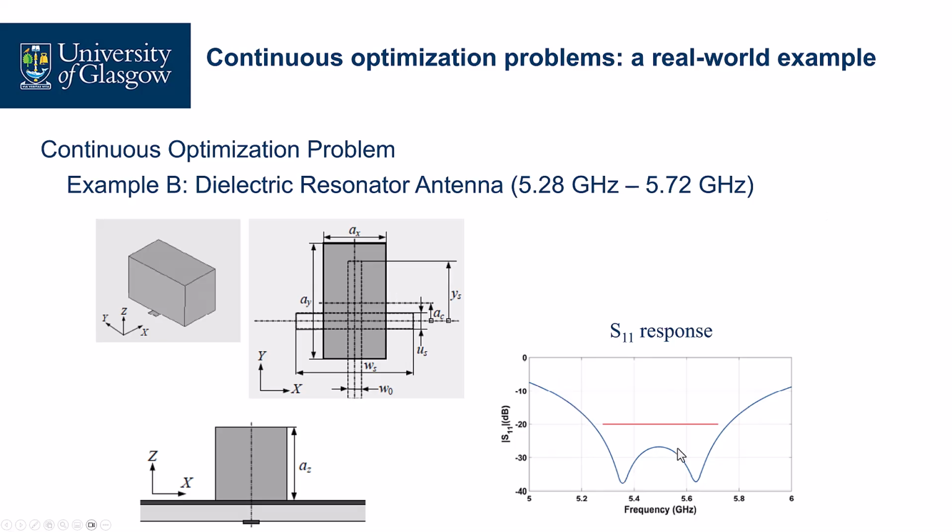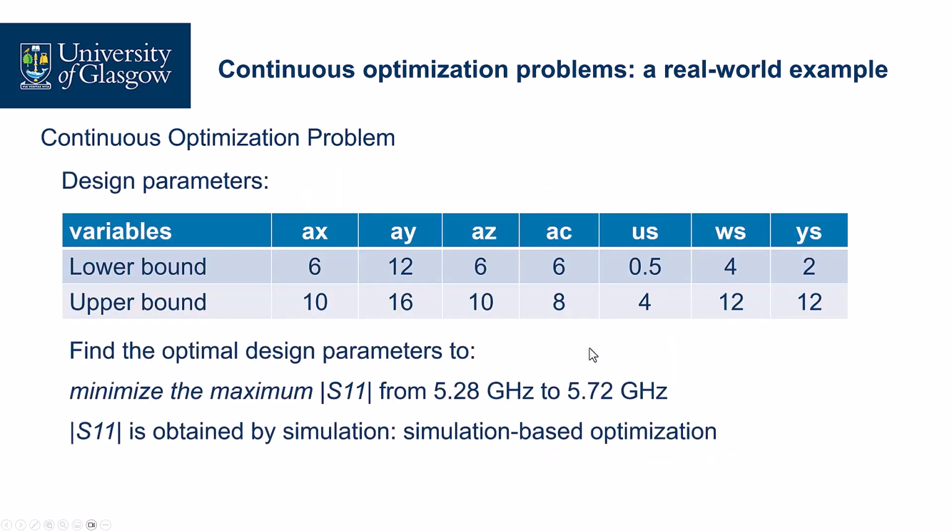For example, we are interested in the S11 response. This is a curve with respect to frequency, but often we are interested in the worst performance in this operating band. So the maximum value of the magnitude of S11 in this operating band is often the optimization goal, right? So now let's see the optimization problem.